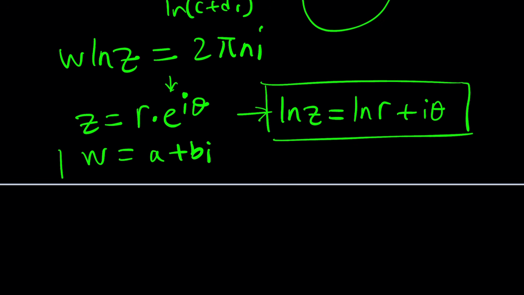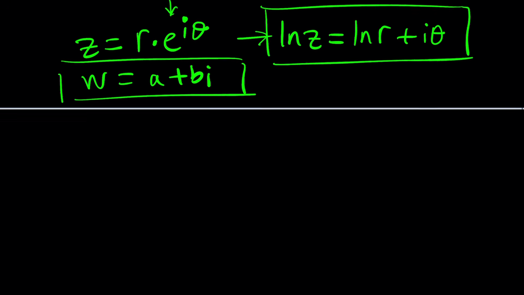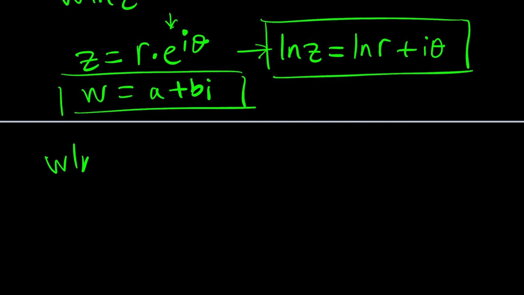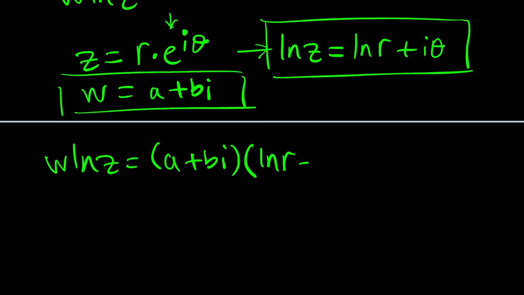Okay, all of these were kind of like an intro. Now let's go ahead and put this into work. w ln z is going to equal then a plus bi multiplied by ln r plus i theta. Obviously, bi and ib are the same, but when it's i theta, when there's a theta, we usually write it that way. No big deal, commutative property.